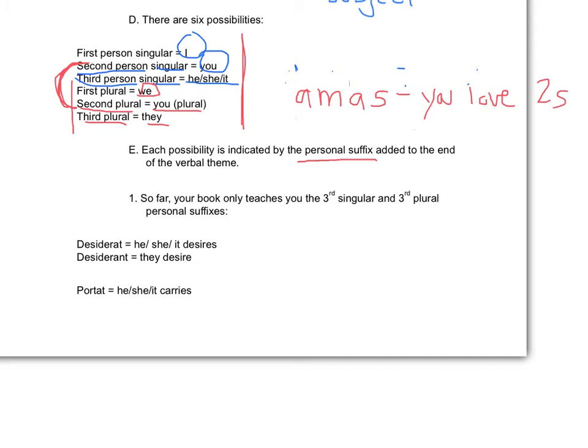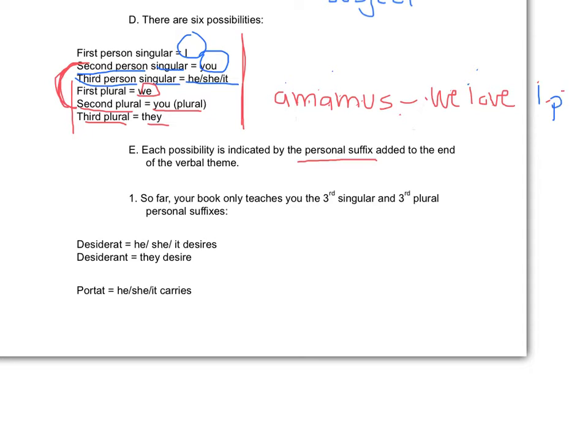I could change the ending so that it was mus. M-U-S. Sorry, that's a little bit sloppier than I wanted it to be. I think my writing's gotten a little bit better from last week as I adjust to using the stylus on this particular app. If I change the ending to amamus, that would then change the person and number to first person plural. We love, which is first person plural.